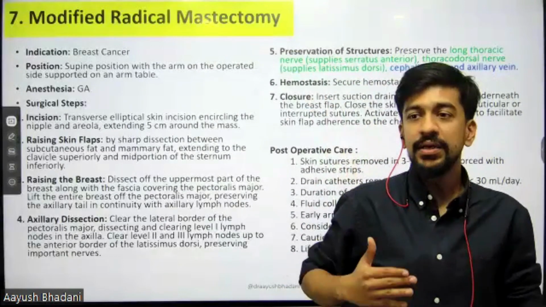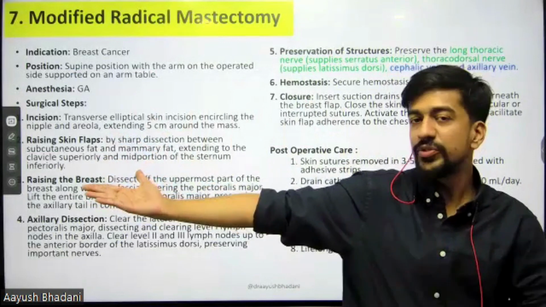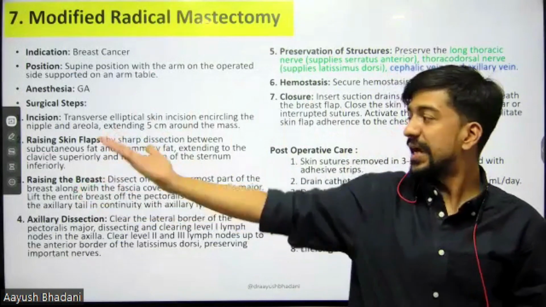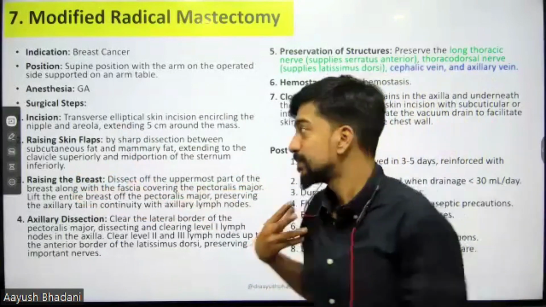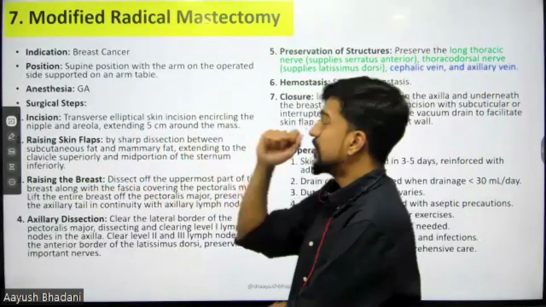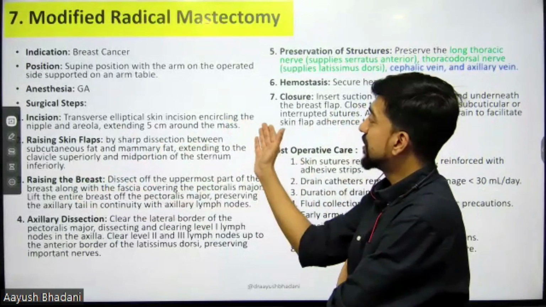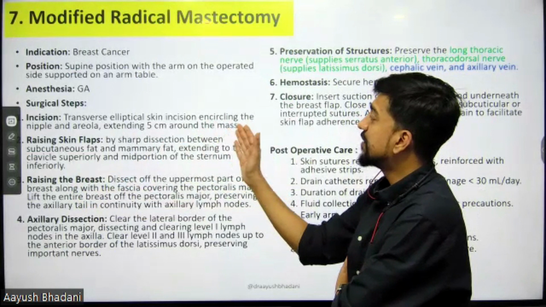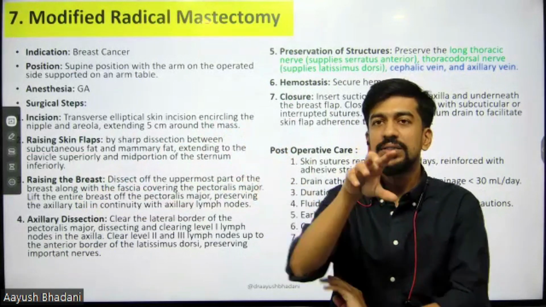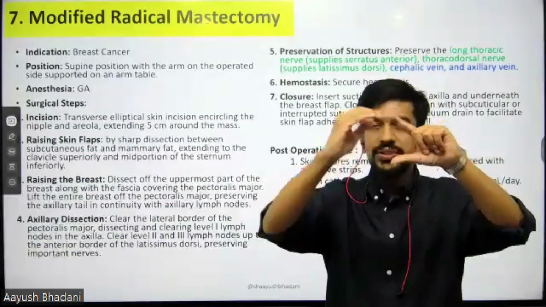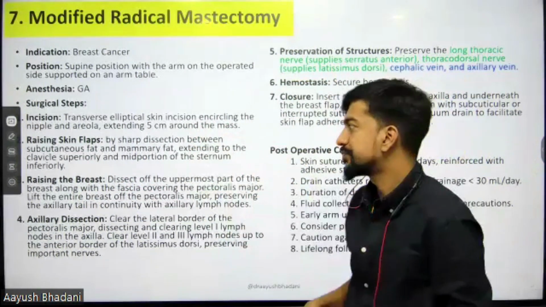Position supine, with whichever side of the breast is being operated, that arm should be extended. So if it's the right, put an arm table, the left arm. Surgical steps. Okay, we read about a transverse elliptical incision. Transverse elliptical incision encircling the nipple and areola, extending 5 centimeters around the mass. So it usually says that if there's a mass, you put an elliptical incision 5 centimeters above and below so that it just encases the entire mass.